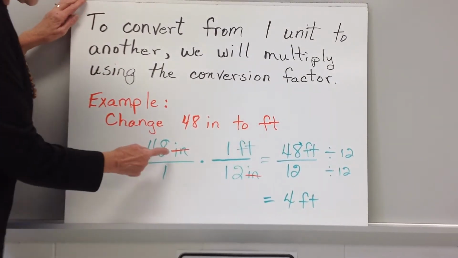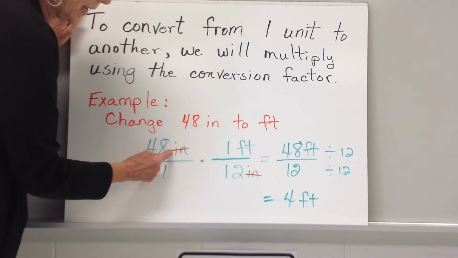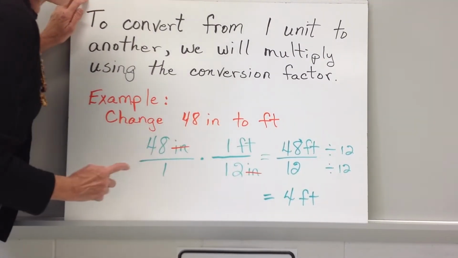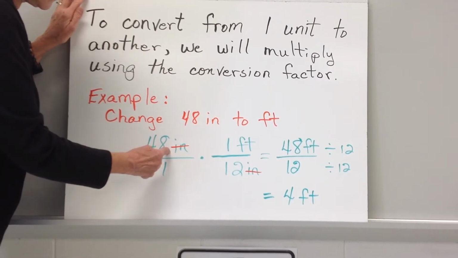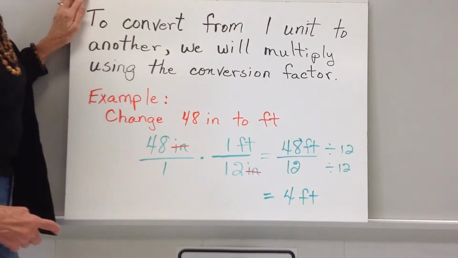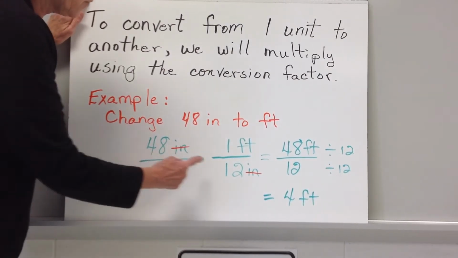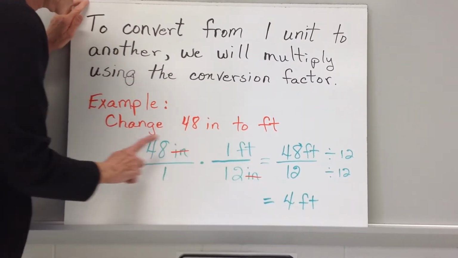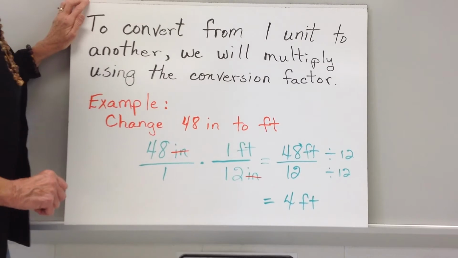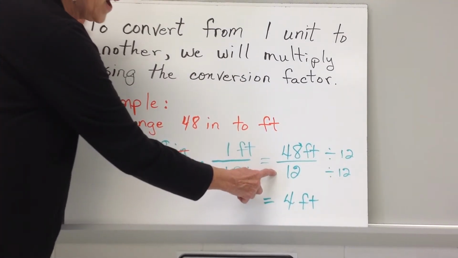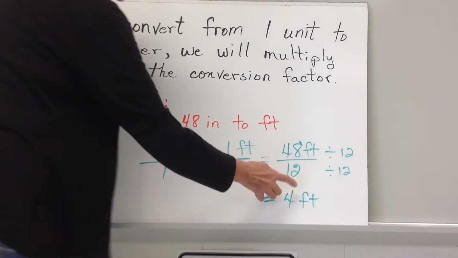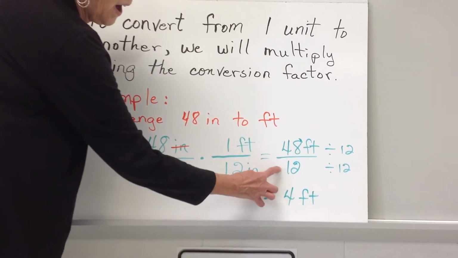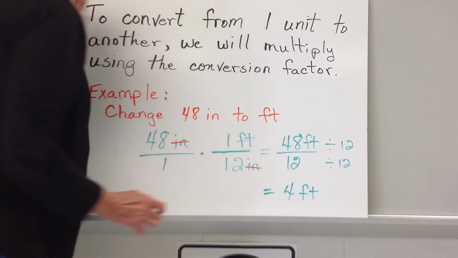Here's how you decide. You want to be able to cancel out the units you don't want anymore. You don't want inches anymore, you want feet. So if inches is in the numerator, you have to put inches in the denominator. That way you can cancel out your inches. 1 foot is 12 inches. Cancel your inches, multiply straight across. 48 feet over 12, since we're wanting to figure out how many feet, we're going to divide this out. So you divide by that 12 and you get 4 feet.